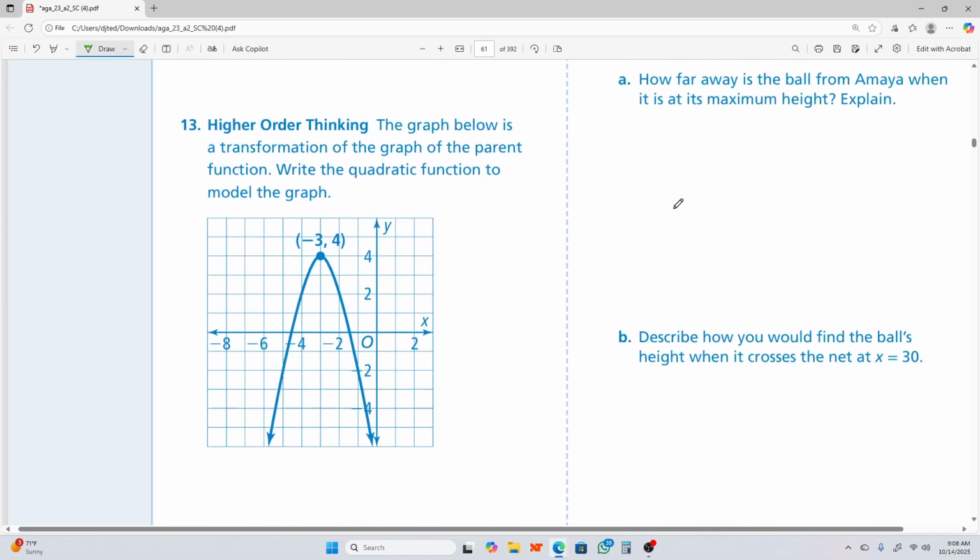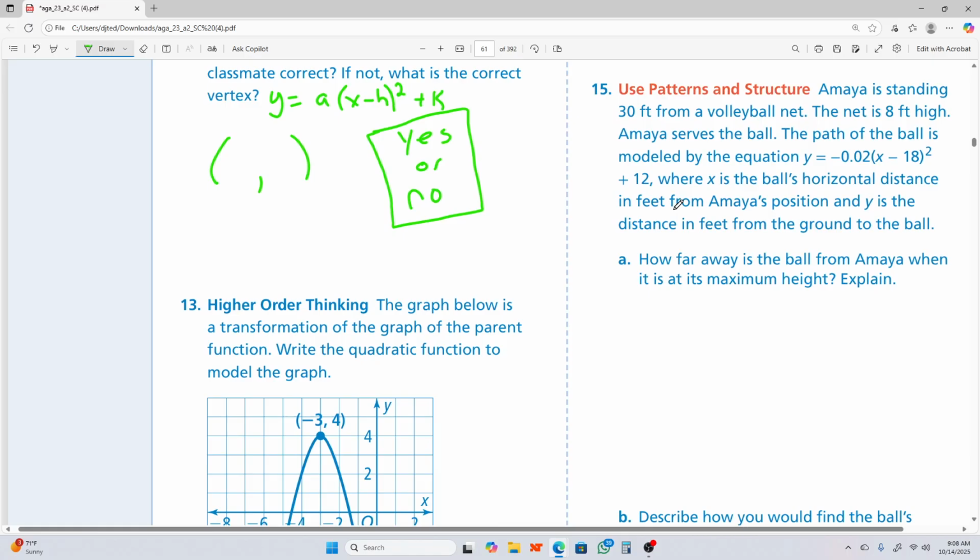And number 15, you got a 2-part question. I'm going to go straight to the question first. How far away is the ball from Amaya when it's at its maximum height? Right there, that's a key word. This you may see on SAT next week, my sophomores who are taking SAT, PSAT. Right away, I know the maximum is the y coordinate of my vertex.